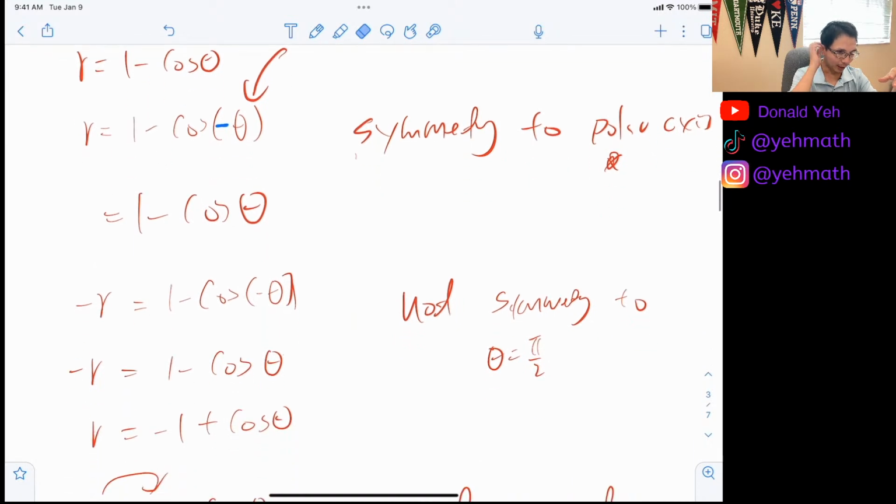We can also test other symmetries. For the other symmetries, plug in negative r and negative theta. If I do that, what will happen? It'll be negative r equal to 1 minus cosine theta. Now, if I multiply both sides by -1, then I actually get the opposite of the original function. So if I'm getting the opposite, that means they're not symmetric to theta equal to pi/2.